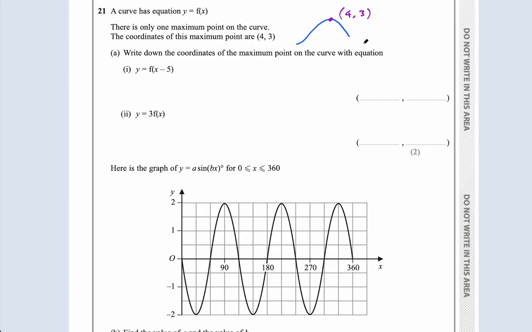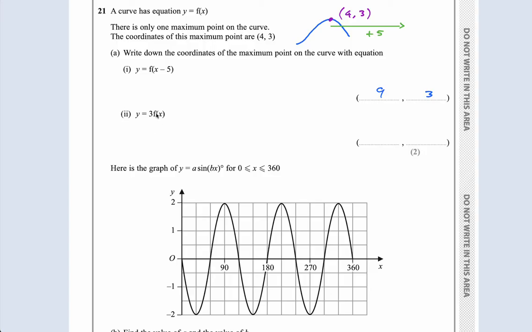So this is a transformations question. So f of x minus 5, what this does is it translates the graph 5 units to the right. So this graph is moving over here 5 units. Now if I move it this way, I don't move it up and down, the 3 will stay the same because I'm not moving it up or down, and the 4 will go to 9. So the coordinates are 9, 3.